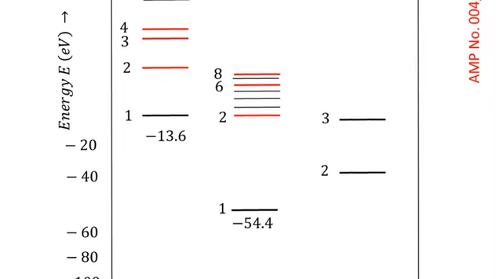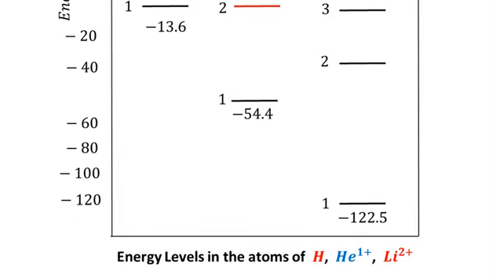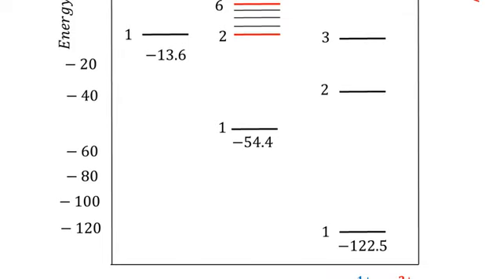Now you see that the same comparison is given in terms of a diagram. This is the energy level diagram for the atoms of hydrogen, singly ionized helium, and doubly ionized lithium. So these are the energy levels I have shown. You can also say that these are the term diagrams.